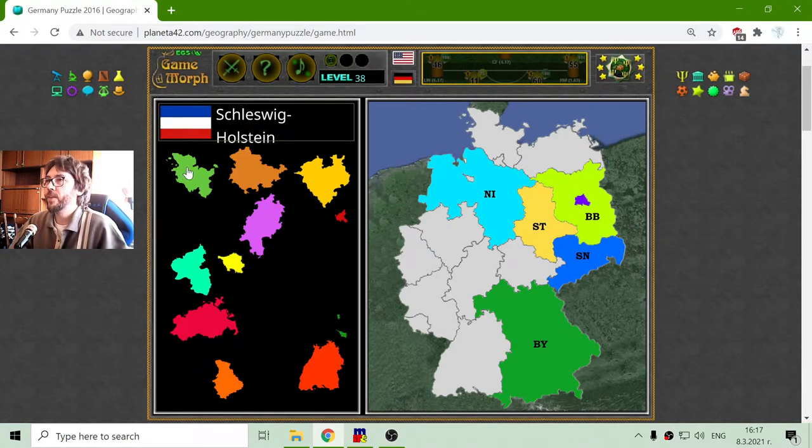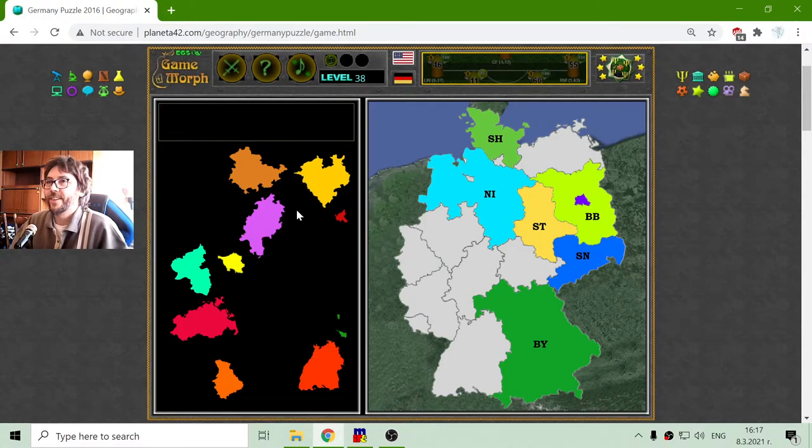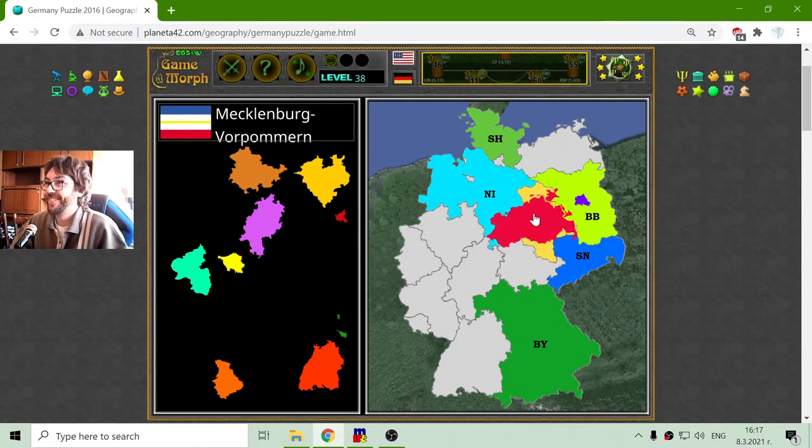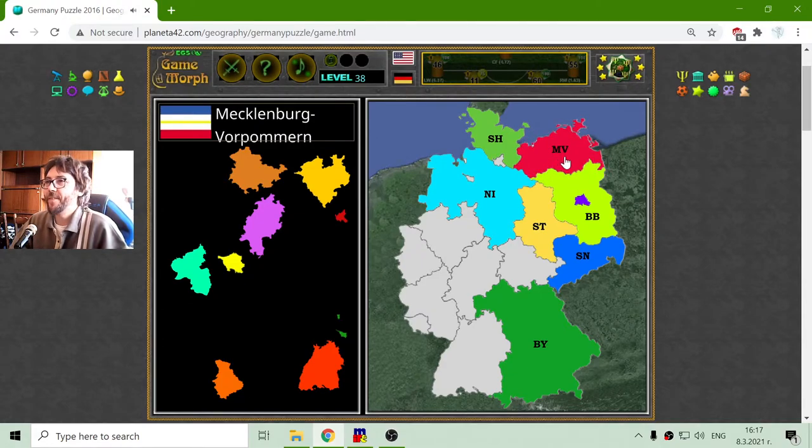Okay, let me see what is there to the north of Germany. That is Schleswig-Holstein. Right here, SH. And right next to it is Mecklenburg-Vorpommern, with MV letters.